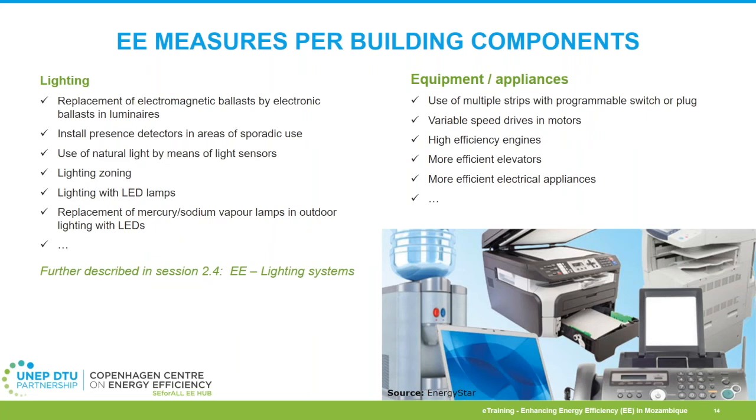As for the lighting, possible improvements would be replacement of electromagnetic ballast by electronic ballast in luminaires, install presence detectors in areas of sporadic use, use of natural light by means of light sensors, lighting zoning, lighting with LED lamps, and replacement of mercury and sodium vapor lamps in outdoor lighting with LEDs, for instance. Yet again, further details for this will be developed in the upcoming session 2.4 for lighting systems.